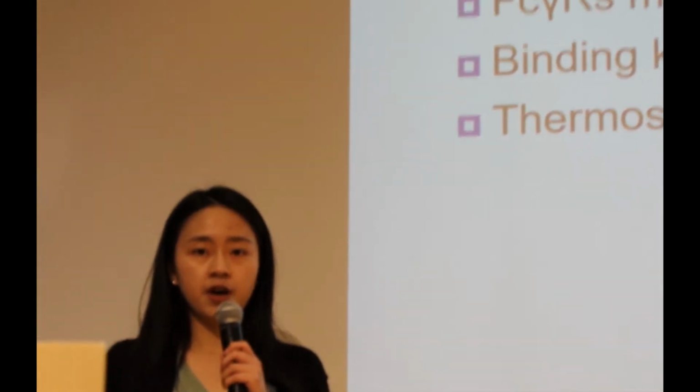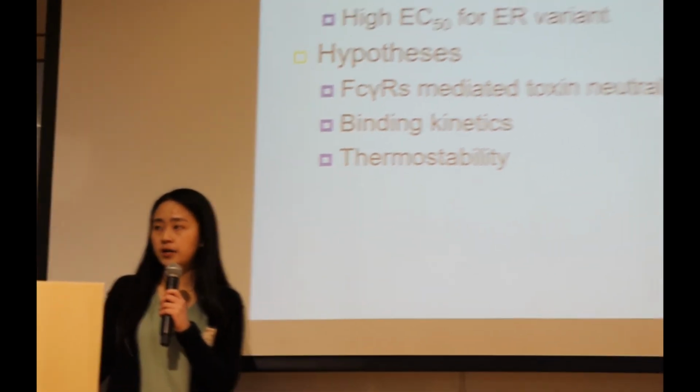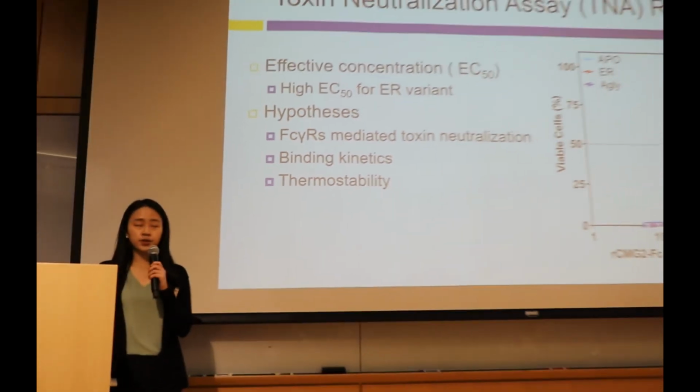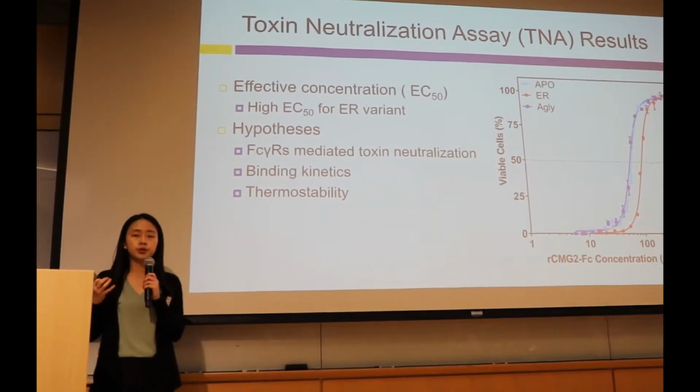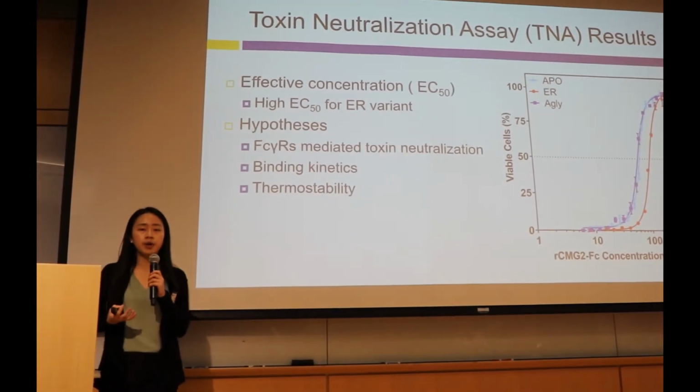Then, to validate the function of our protein, I performed a toxin neutralization assay to find the effective concentration of all three proteins against the anthrax toxin. As shown to the right, the ER variant has a higher EC50 compared to the A-gly and APO variants.